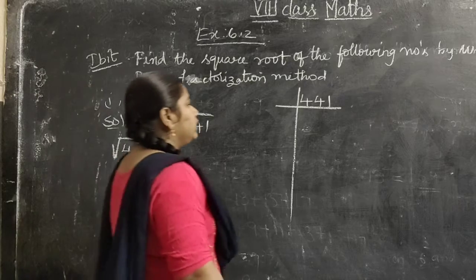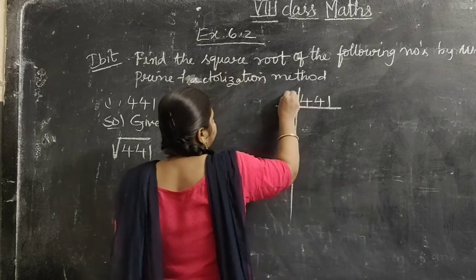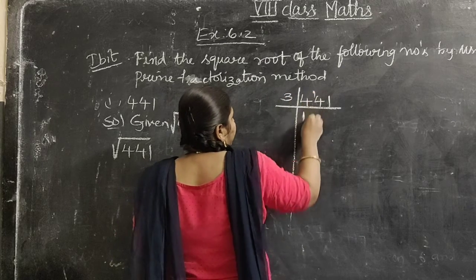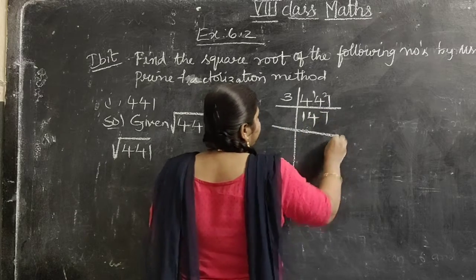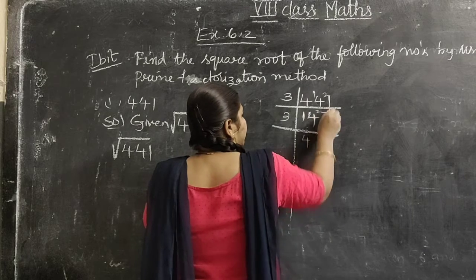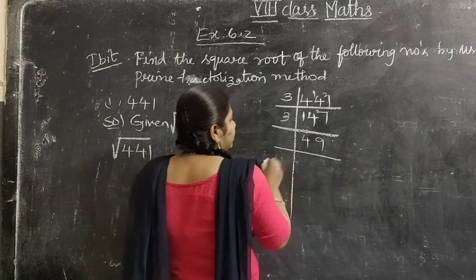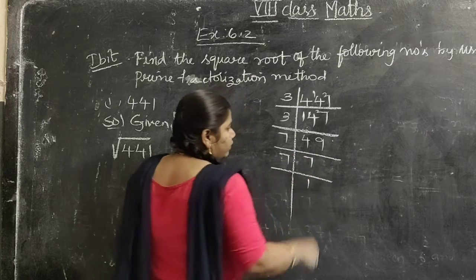Okay, so now this will go in which table? 4 plus 4 is 8, 8 plus 1 is 9, so it will go in 3 table. So 3 1s are 3, 3 4s are 12, 3 7s are 21. Again it will go in the 3 table. 3 4s are 12, 3 9s are 27. Next 7 table, 7 7s are 49, 7 1s are 7.